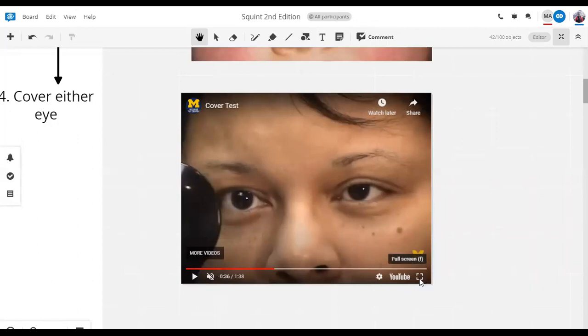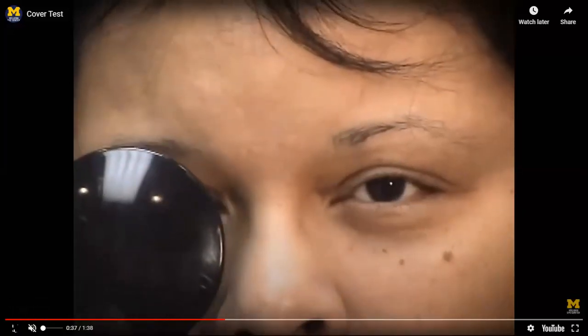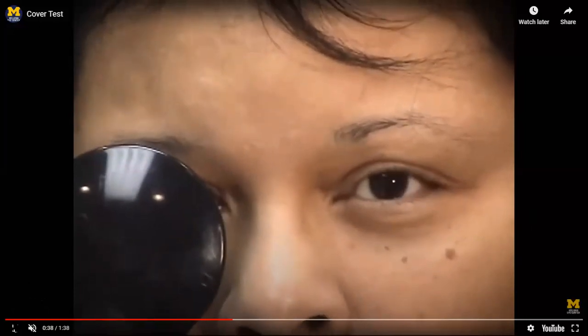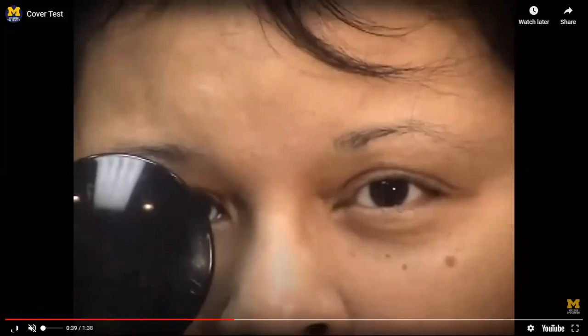Can I make this bigger? Yes, it will go full screen. Okay? Take a look at that left eye. So the left eye moves towards the left. That is the first thing which is important. Let's see what happens. Okay, the left eye has moved towards the left after he has put the cover.